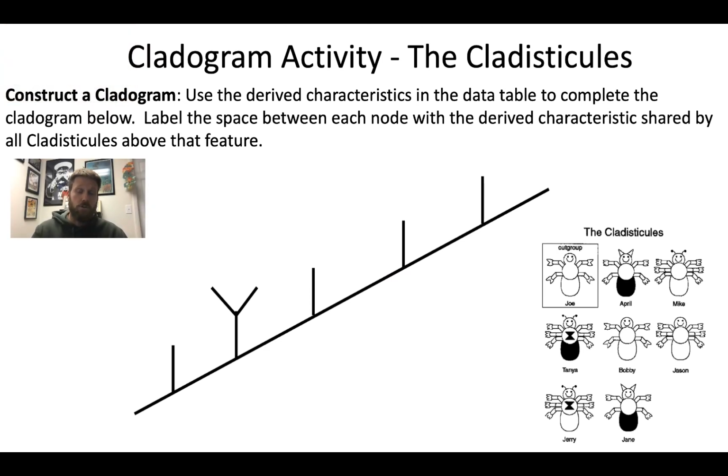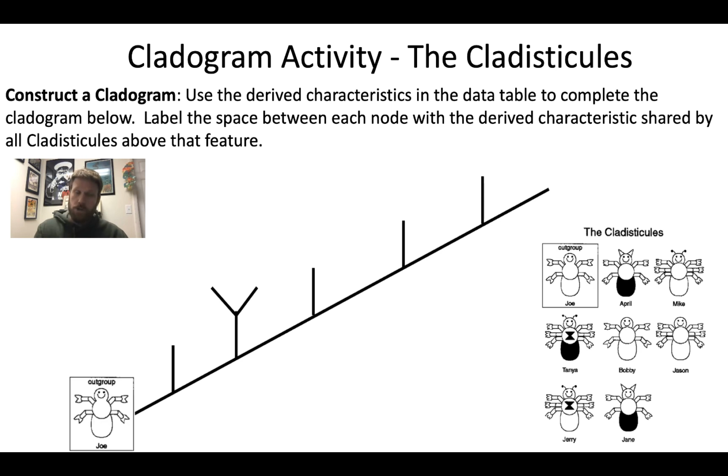We're going to use the derived characteristics in that table to start filling out the cladogram. We're going to move our cladisticules onto the correct branch, and we're also going to label the space between each node with the derived characteristic that is shared by all the cladisticules above that feature. Probably best if we do a couple together. So we start with the original guy.